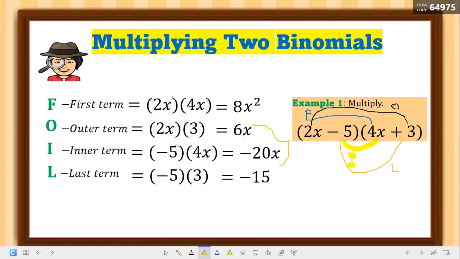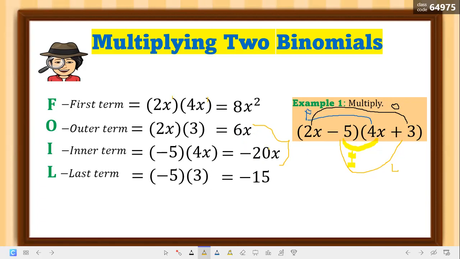Sige nga, paki-add nyo everybody. What is 6x plus negative 20x? Negative 26 po. Is it negative 26? Pag inadd mo yung 6 tsaka negative 20, magiging negative 26 ba? Observe nyo yung rule ng integers. Negative 14 po. Negative 14.